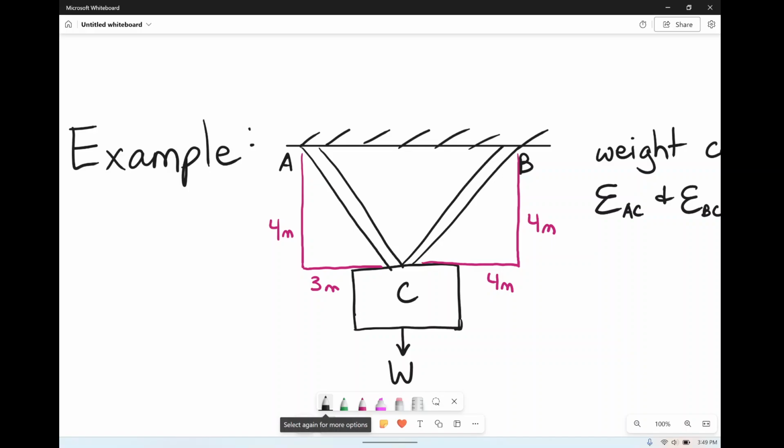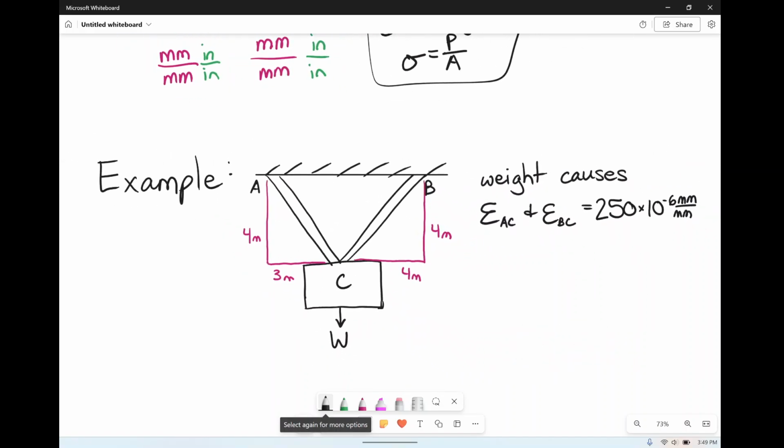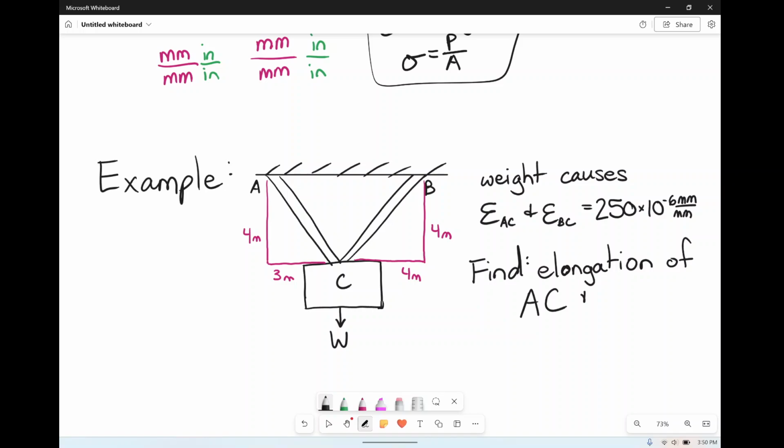So we're just going to pop right into an example. In our example here, we have two rods, A and B, kind of irrelevant what their sizes are for this example because we're going to be dealing with the strain. But we have these two rods, A and B, and they're connected to some block C, and the block C has a weight, and this weight is hanging on these rods, and that weight is going to cause a strain in AC and a strain in BC. It's going to be the same amount. It's going to be 250 times 10 to the negative 6 millimeters per millimeter. And what we want to find is the elongation of AC and BC. We want to see how much they're going to stretch.